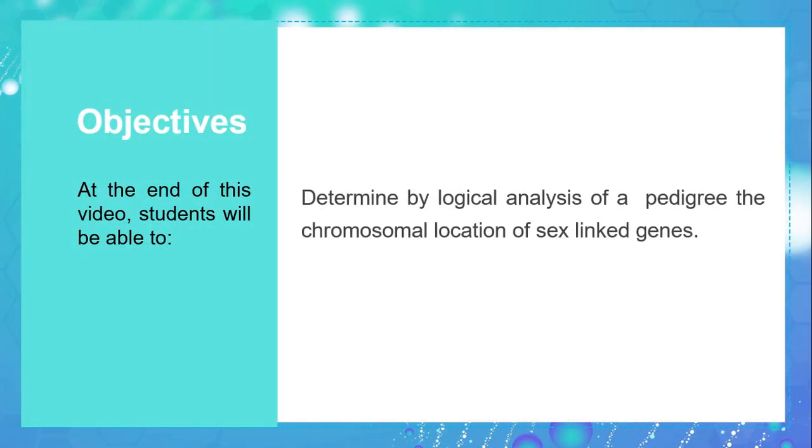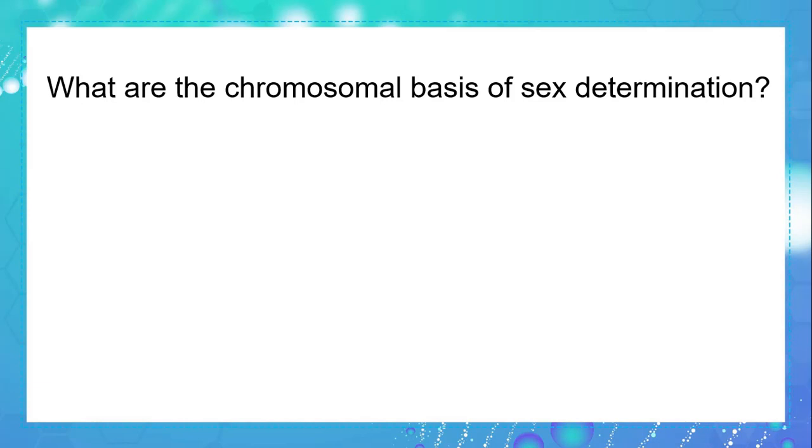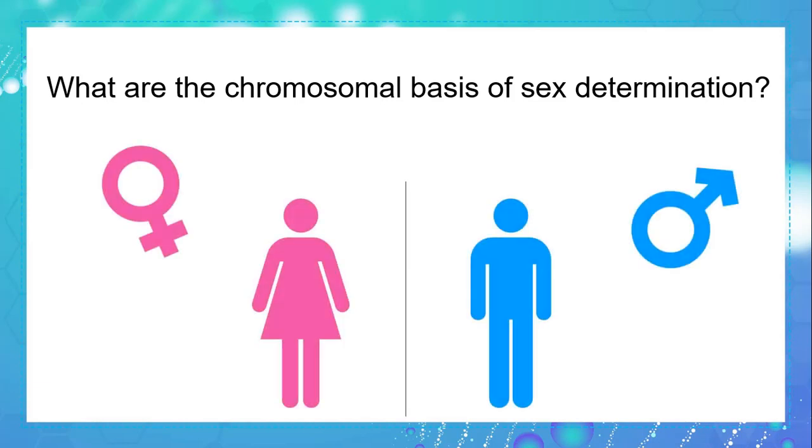In this video, you're not going to study the progression of such diseases, but you are going to learn how to use the pedigree of families with such diseases to determine the location of their corresponding gene. But before we start, let's recall the chromosomal basis of sex determination. In other words, how is the gender of a human determined to be a male or a female?